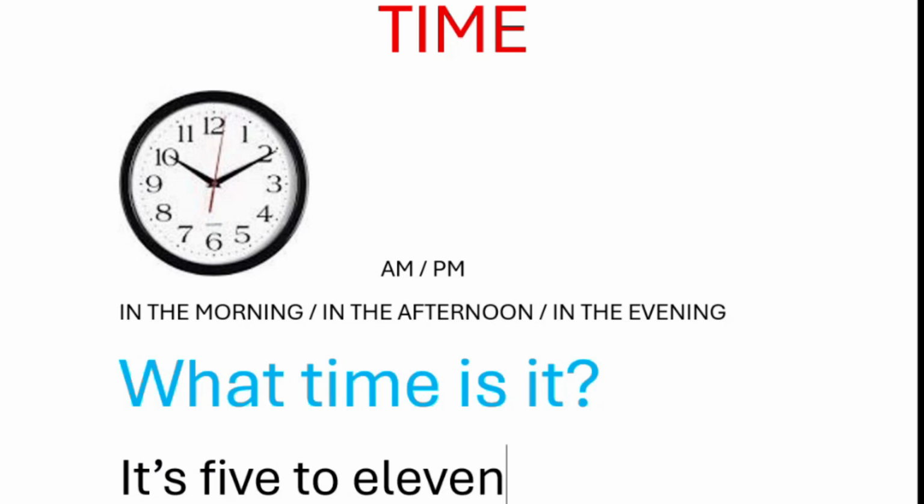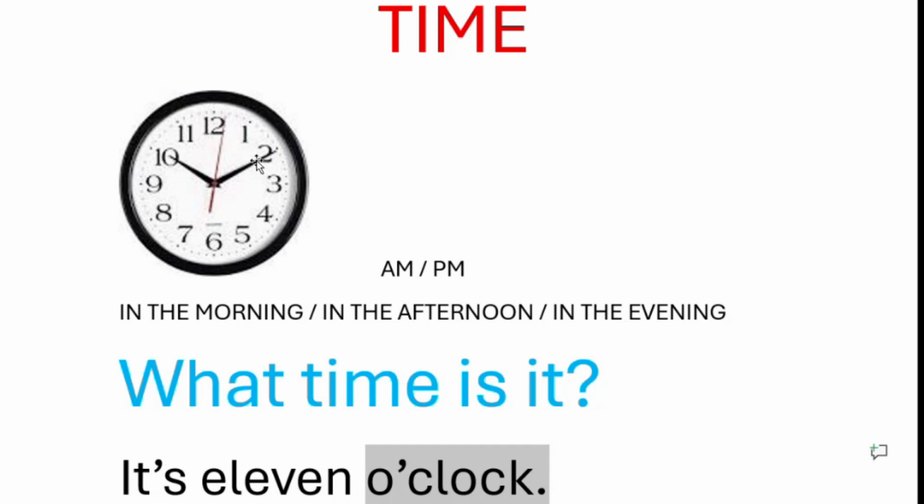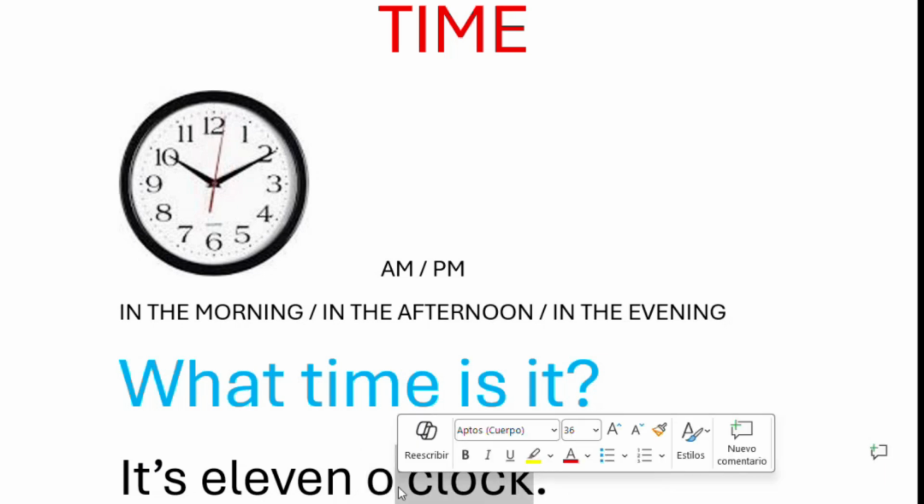Nice. That's amazing, guys. So when we have 11, of course, we can say it's 11 o'clock. Amazing. We can say o'clock when the big arrow is striking the number 12 here, right? That is, for example, 10 o'clock, 11 o'clock, 1 o'clock, 2 o'clock, 3 o'clock, 4 o'clock, and so on, okay? O'clock, o'clock.